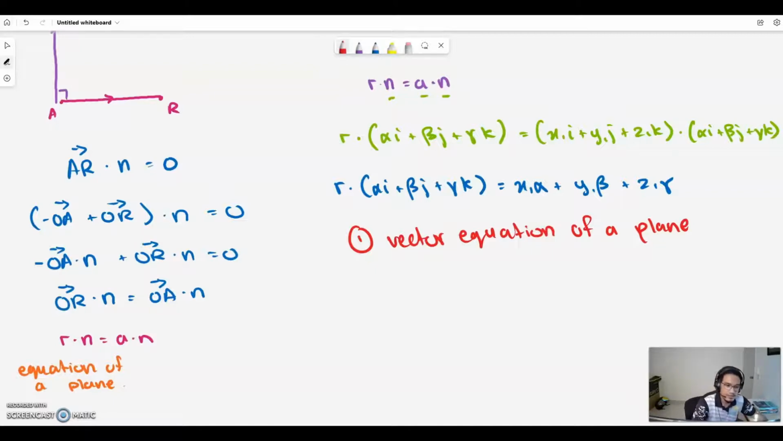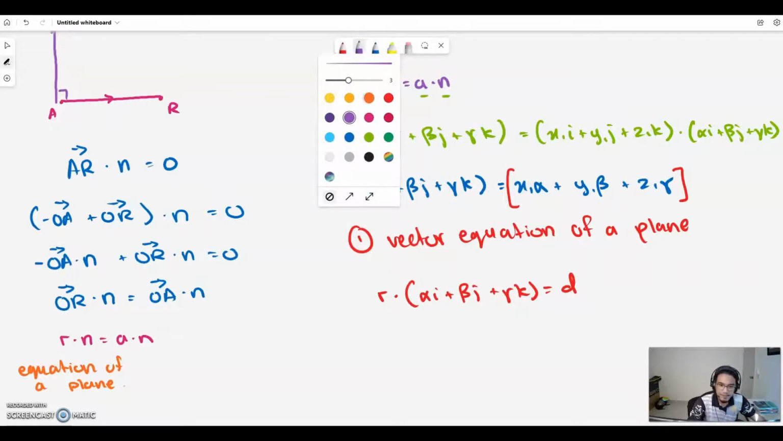On the right side of the equation, when you do the dot product, you will obtain an actual number on that side. So this equation can also be rewritten as R dot alpha i plus beta j plus gamma k equal to D. This D represents the actual number that you obtain from the dot product on the right side of the equation.